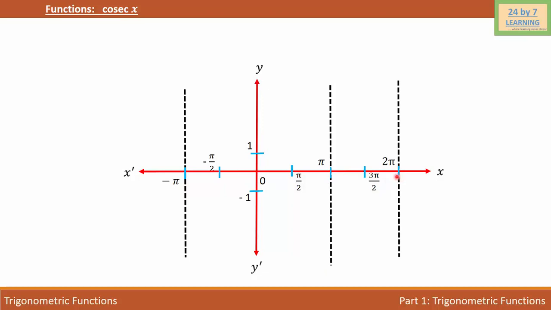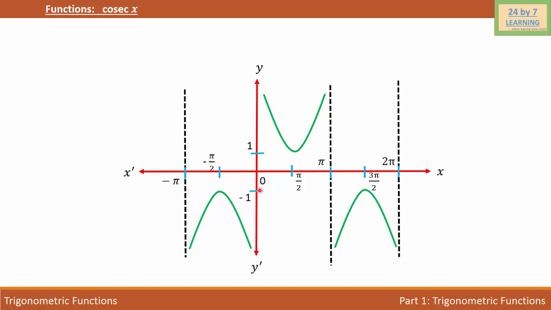Now let's graph the cosecant function. And if we do that, we will get a graph something like this. As you can see, the cosecant function does not exist between negative 1 and 1 because there is no graph between these two values for y.